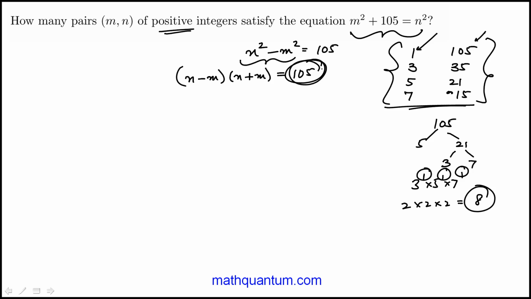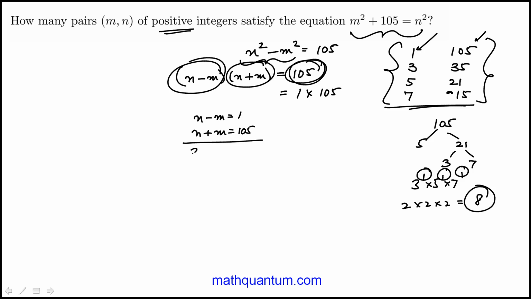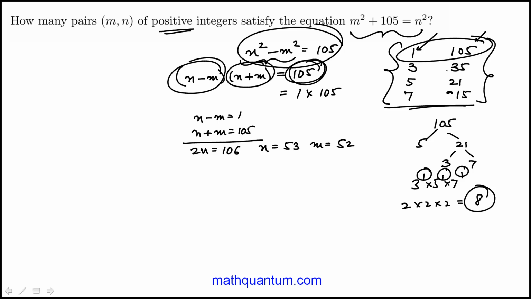So if that's the case, and we can write 105 as 1 times 105, then since these are also integers, n minus m is 1, n plus m is 105, and we can solve for n and m. Here 2n would be 106, n is 53, and then m would be 52, and you'll see that this does indeed satisfy. So we have to do this for the other pairs of factors as well.